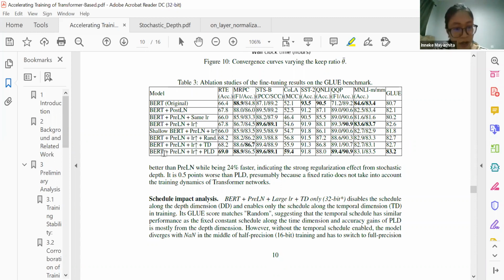by combining this BERT with pre-LN with high learning rate, with the temporal schedule and also dropping layers in the depth dimension, gives the best performance.